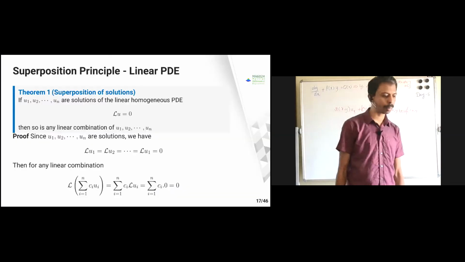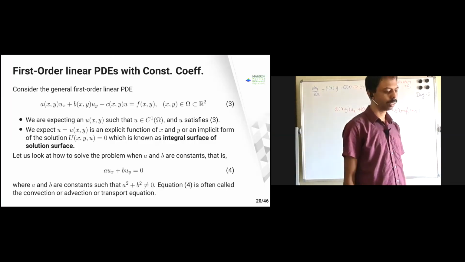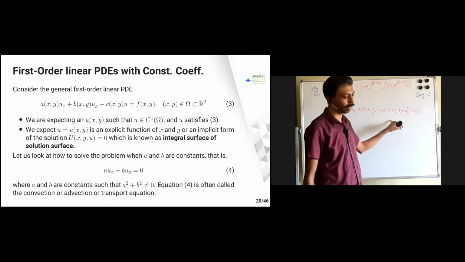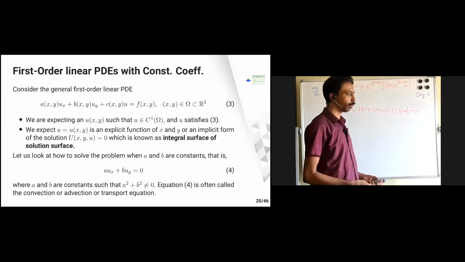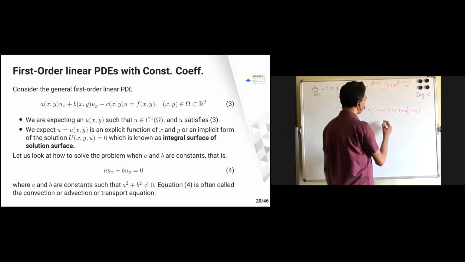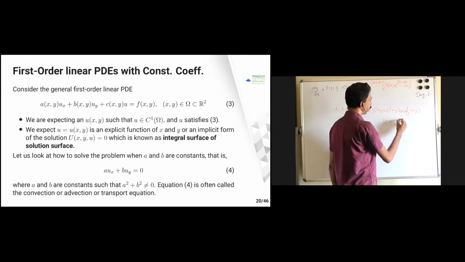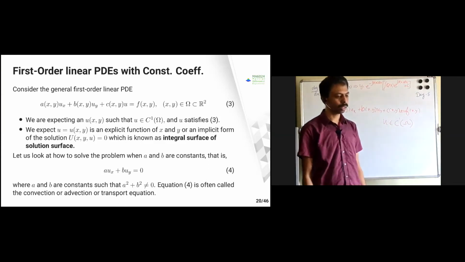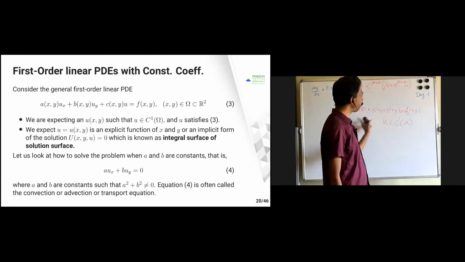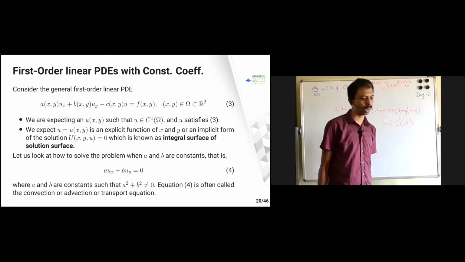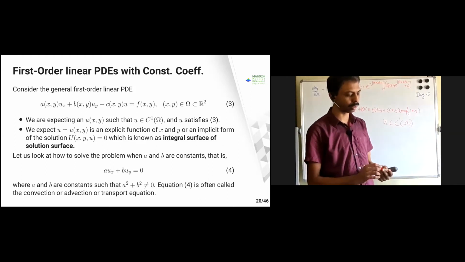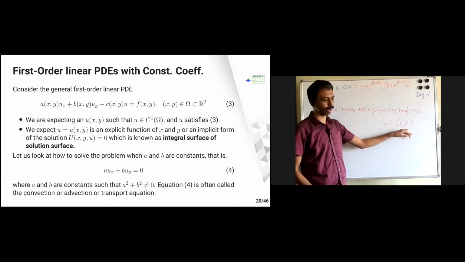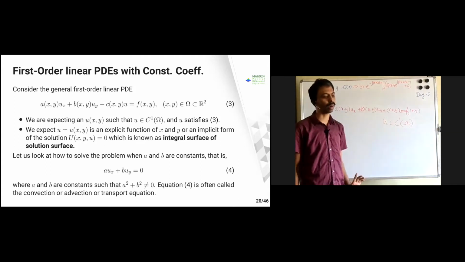So what is the order of the PDE here? The general linear PDE is of order 1. Therefore, I expect the function u belongs to C1 of omega, so at least it is continuously differentiable. Omega is the domain of the function where it is defined, omega subset of R squared. We are expecting a function u in C1 of omega that satisfies this equation.